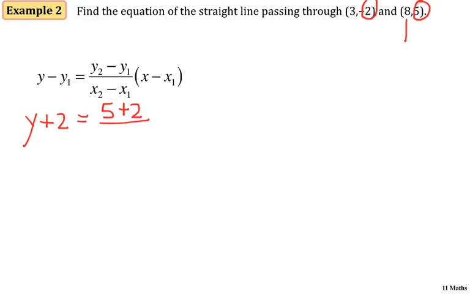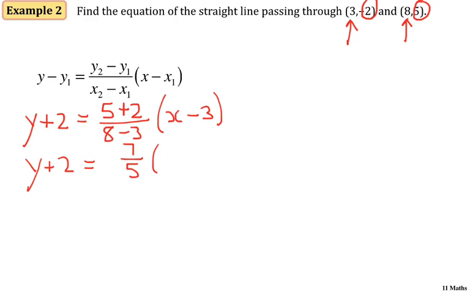x2 take x1, 8 take 3. x minus x1 was 3. Let's tidy this up a bit. Y plus 2 equals 7 over 5, x minus 3. Now we've got a fraction here, and I'm going to get rid of the fraction.